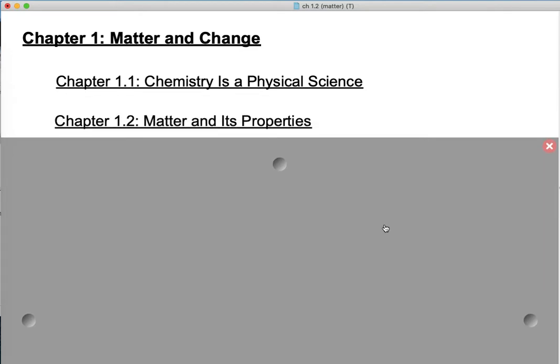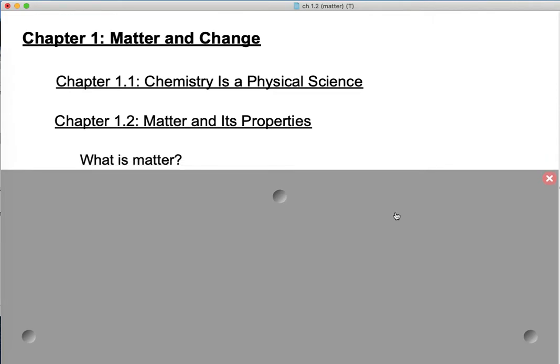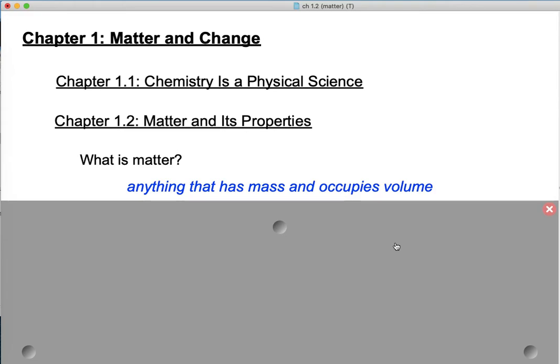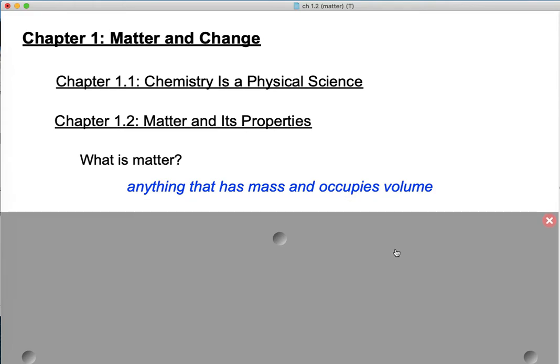Chapter 1.2 is about matter and its properties, and much of this video is going to be concerned with definitions of types of matter, properties, and changes. Much of this you've probably seen before in previous science classes, but bear with me. What is the definition of matter? You probably know matter is anything that has mass and occupies volume.